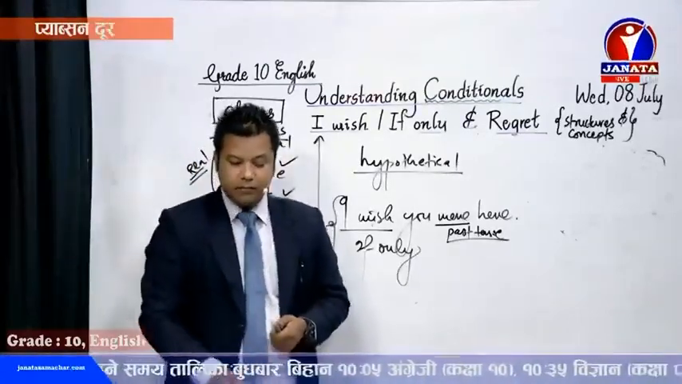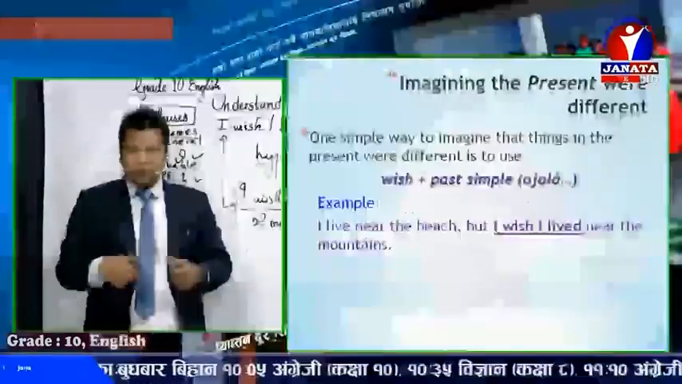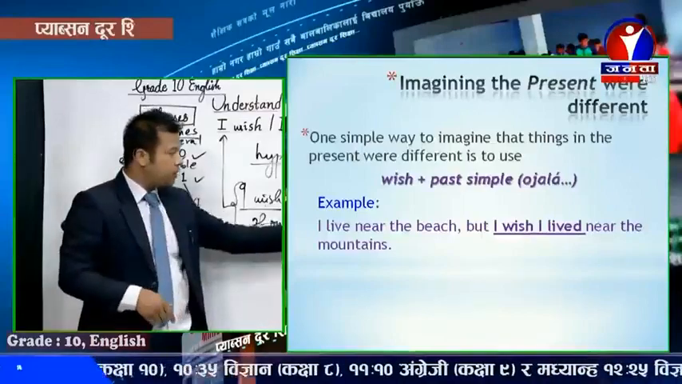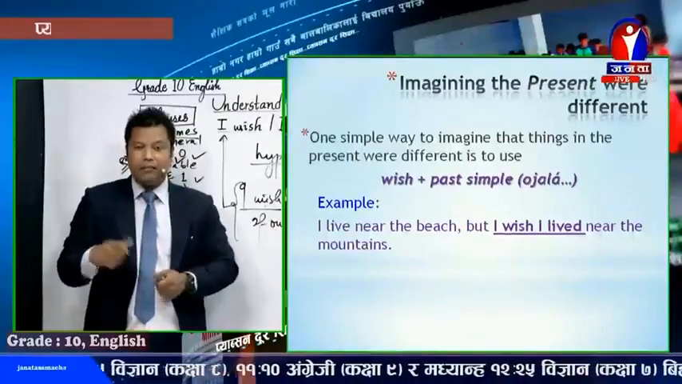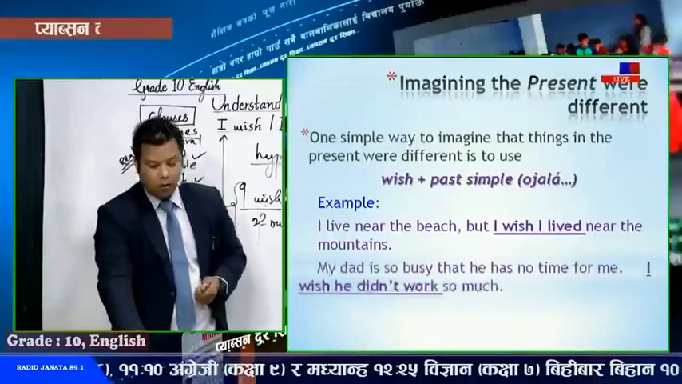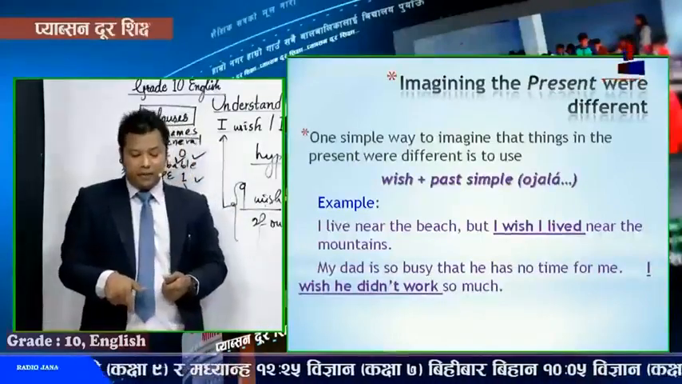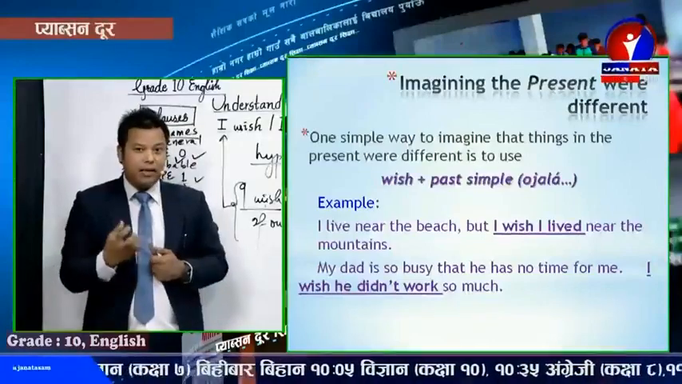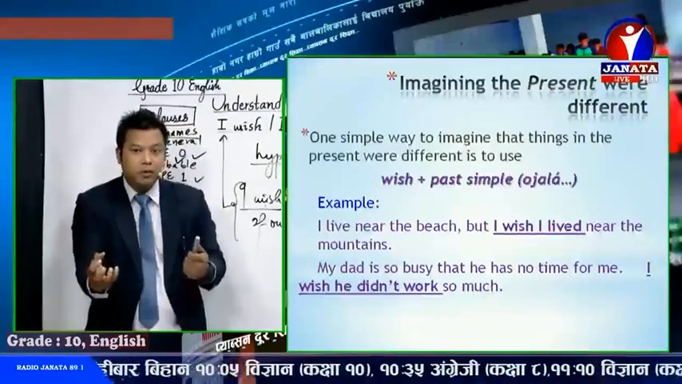Examples. I live near the beach. It's my present. But I wish I lived near the mountains. See the past tense used with I wish. That is a wish. Or my daddy is so busy that he has no time for me. That is my present. Now I want my dad's company. I want him to be with me.